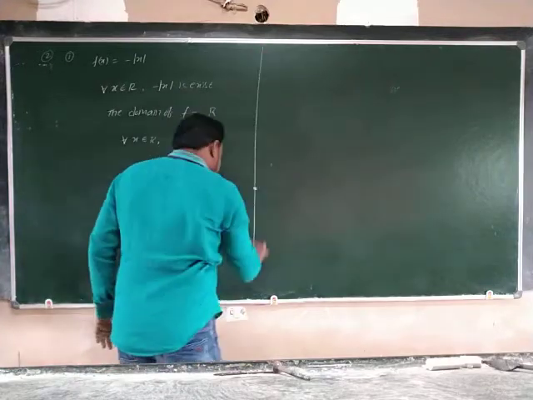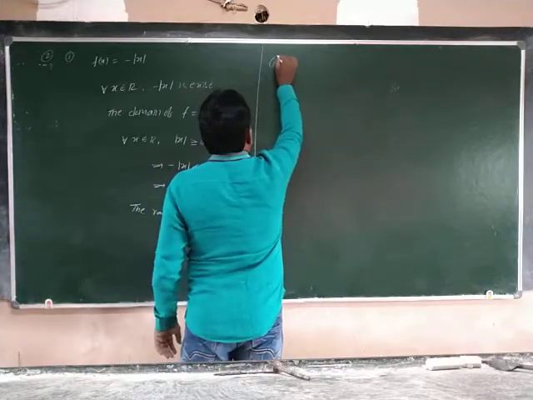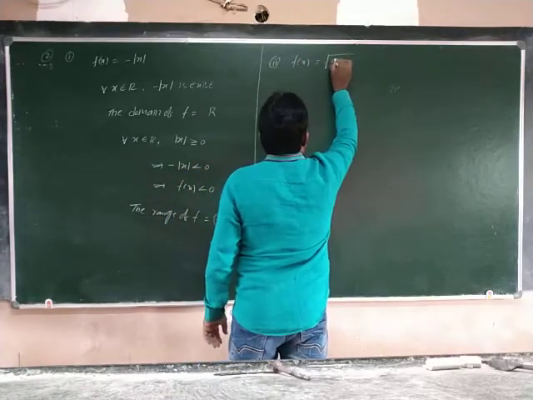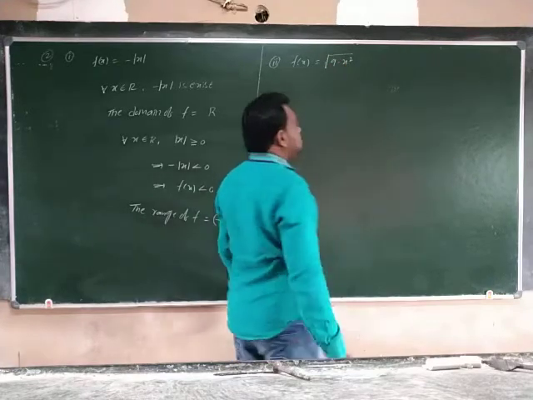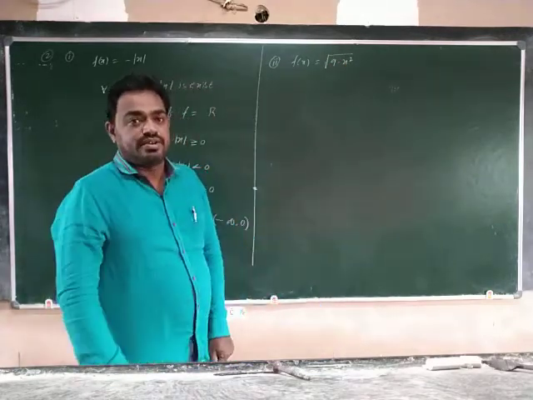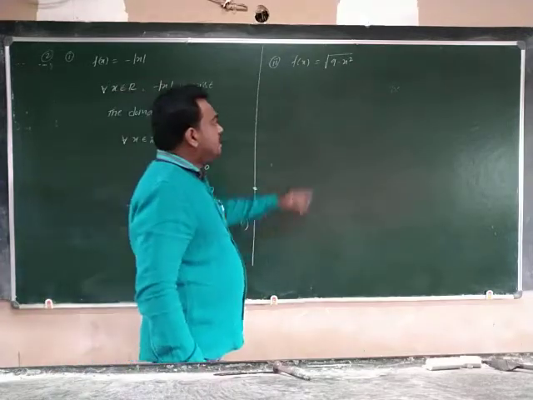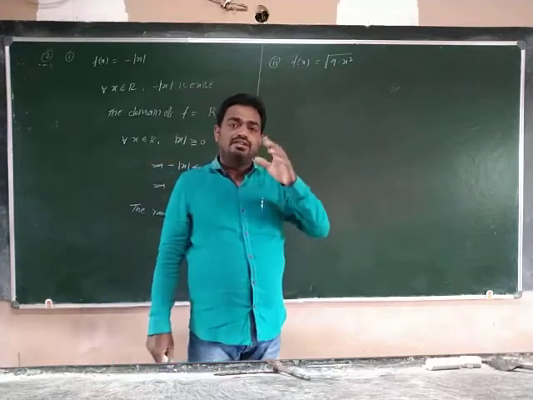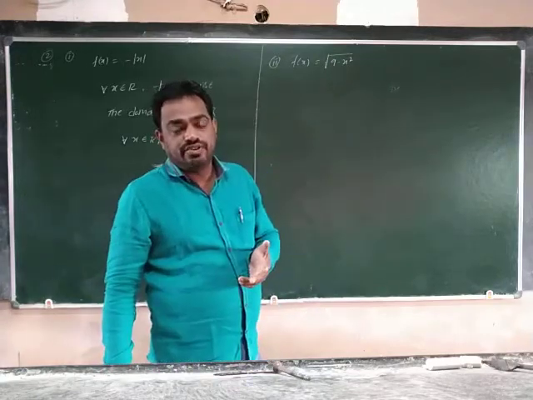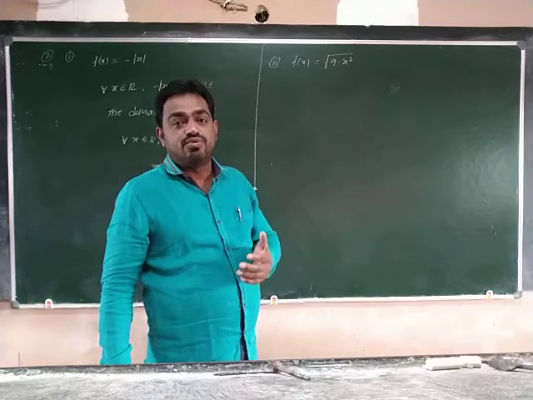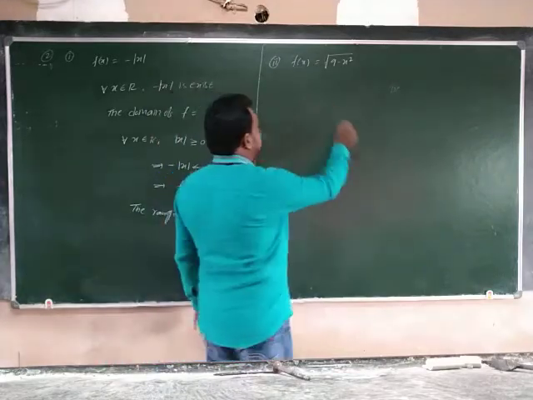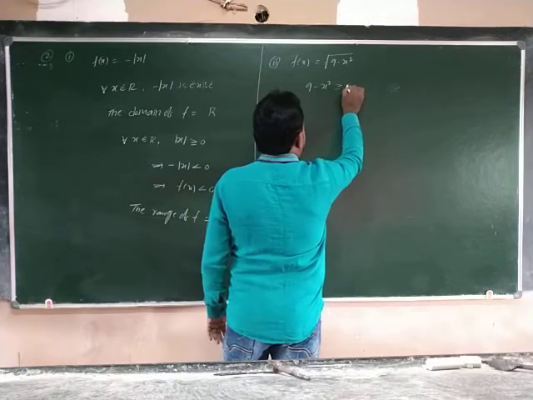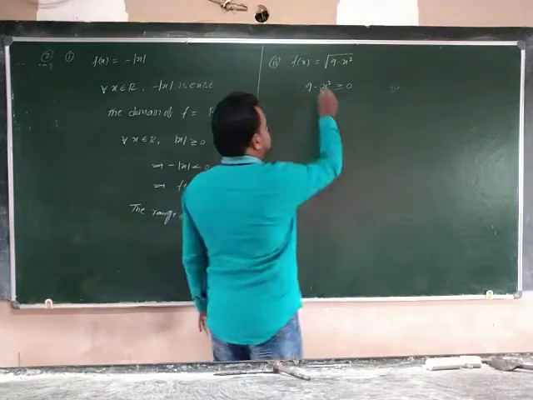Next, second question. f of x is equal to square root of 9 minus x square. See, f of x is equal to 9 minus x square under root. So the square root exists for which values? The square root exists only for non-negative values. What are the positives? 9 minus x square is greater than or equal to 0. Then f of x exists.